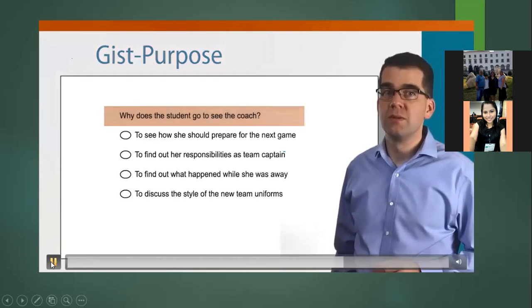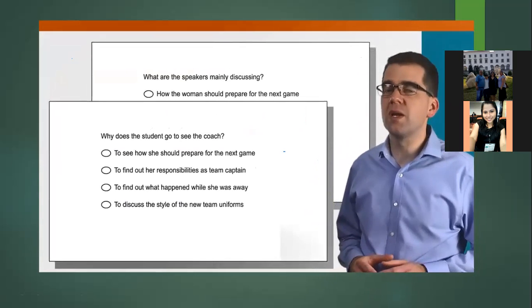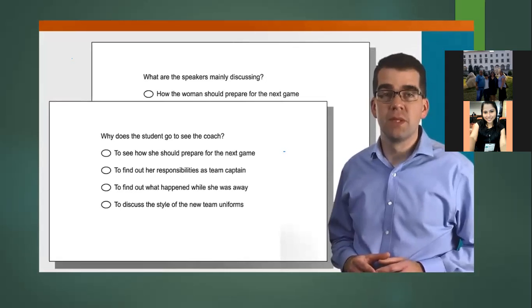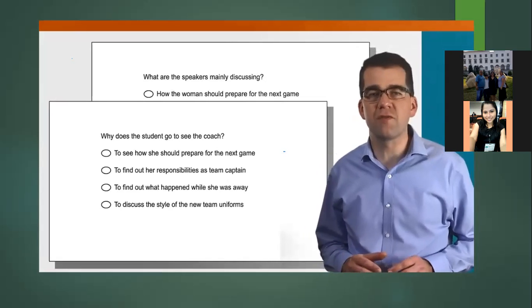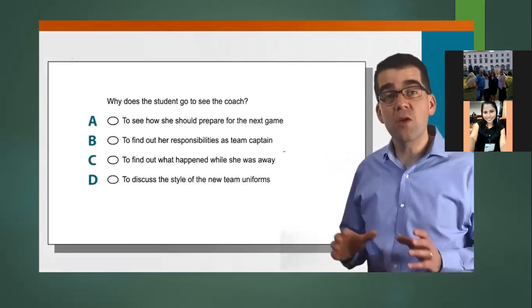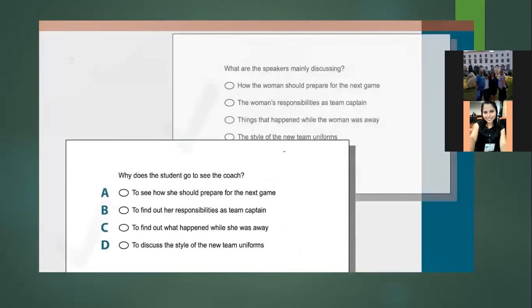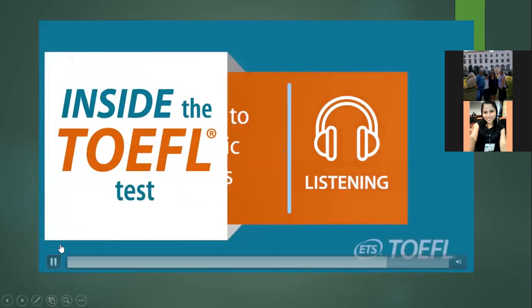Let's continue. Whichever question is asked, you can figure out the answer by focusing on the main point of the conversation or lecture. The female student tells us her reason for going to see the coach in the early part of the conversation when she says this. I just thought I'd stop by to see what I missed while I was gone. That tells us both the main idea of the conversation and why she went to see the coach. So for both questions, the best answer is C. All right, good job. You guys did good.